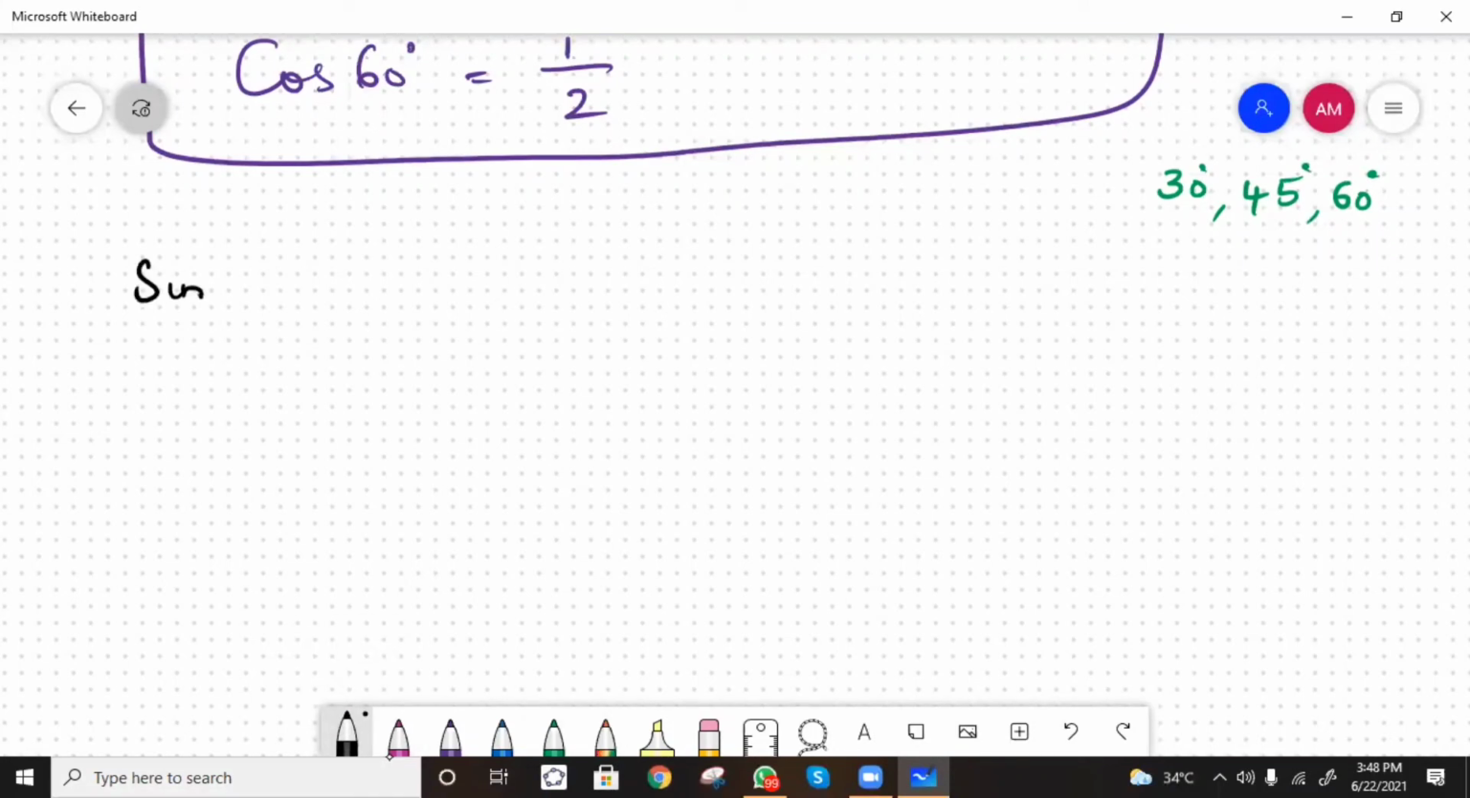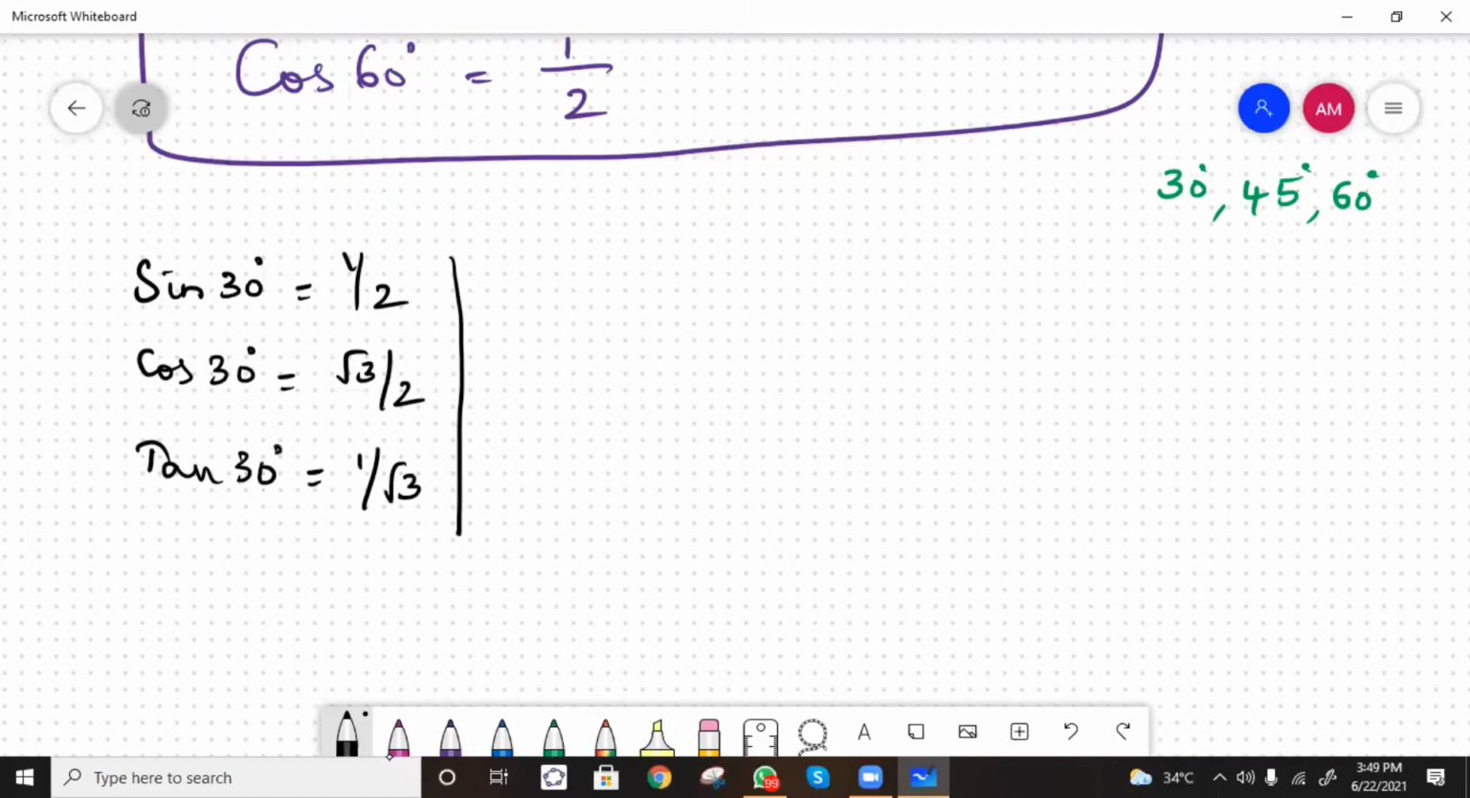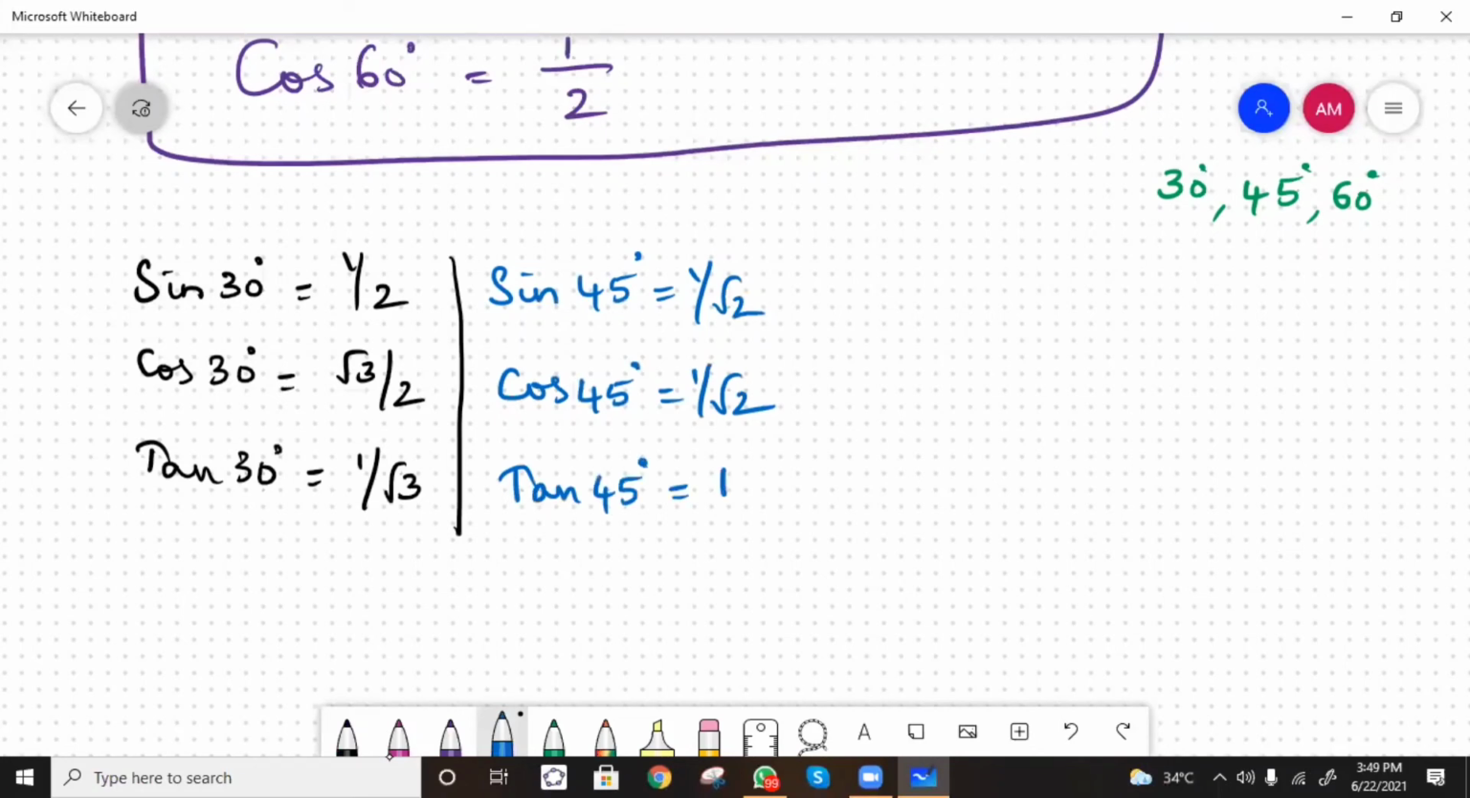Now give response. What is sine 30 degrees? 1 by 2, ma'am. Cos 30? Root 3 by 2. What is tan 30? 1 by root 3. Very good. So what is sine 45? 1 by root 2, madam. What is cos 45? 1 by root 2. What is tan 45? 1, ma'am.